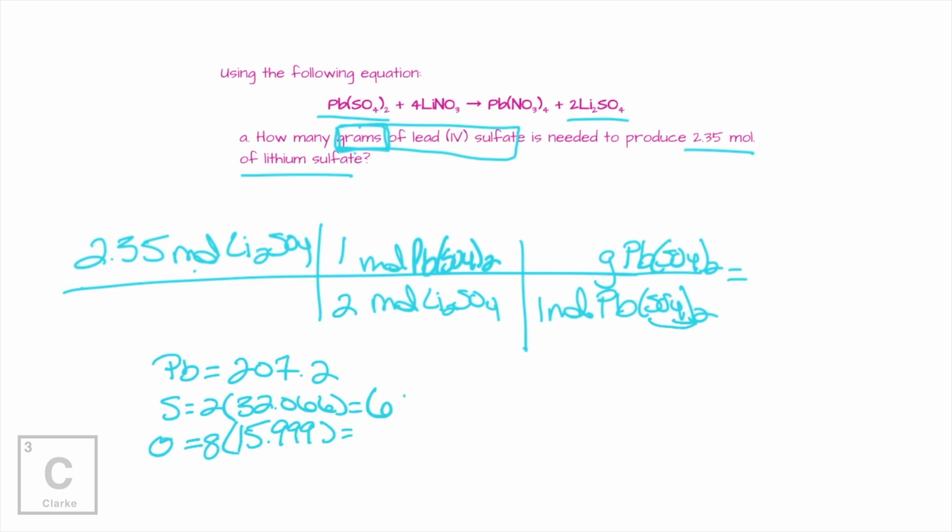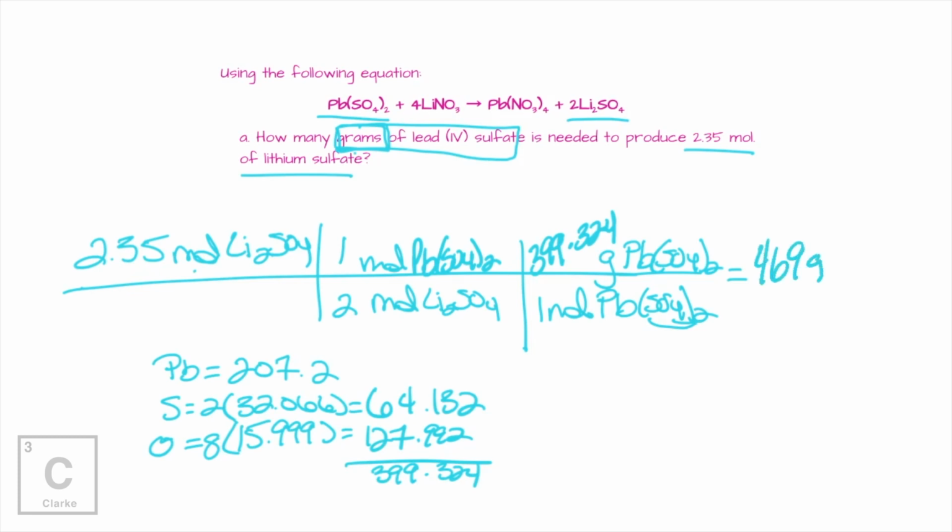Let's add this up real quick. So I've got 64.132, 127.992. Now I'm ready to add. So my molar mass needs to go in my problem with grams, 399.324. All right, we're ready to put this in the calculator. Start with your given, 2.35. Next number's on bottom, so divide. Next number's on top, so we multiply. And this is going to be a pretty big answer. Before I write my answer, I'm going to look right here. 3 sig figs, and that gives me 469 grams of PbSO4.